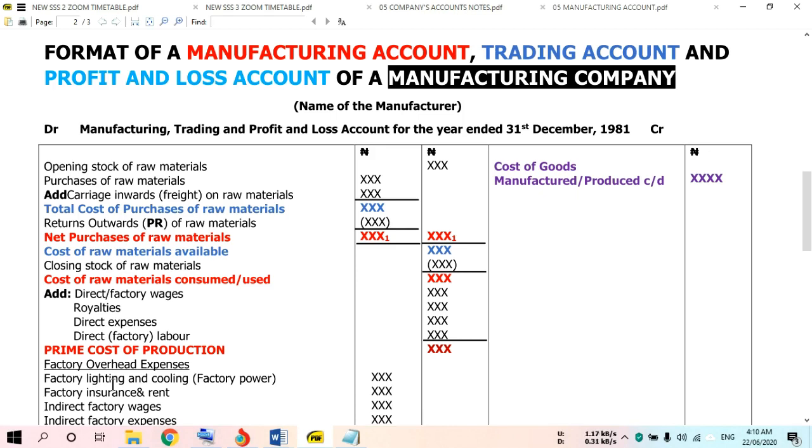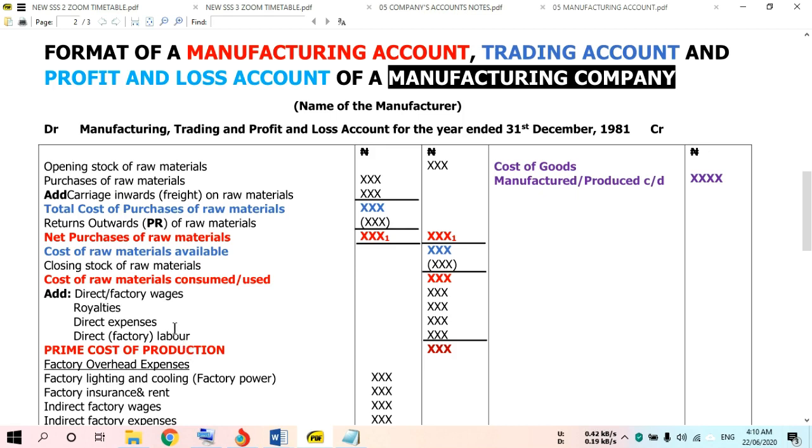expenses. So since we have direct or factory wages, you put it under this section and you add up your cost of raw materials together with all the direct labor costs and direct expenses, if they are given. You add them together, and that will give you what we call the prime cost of production.